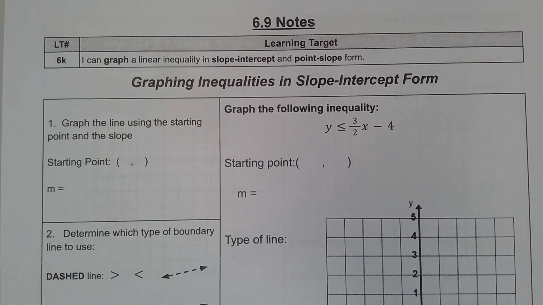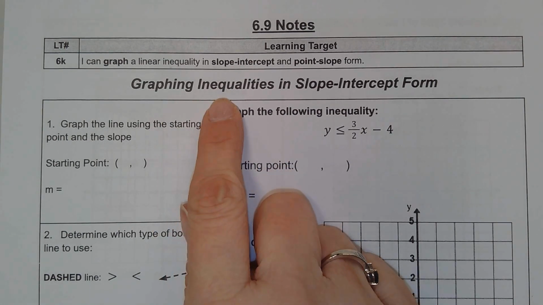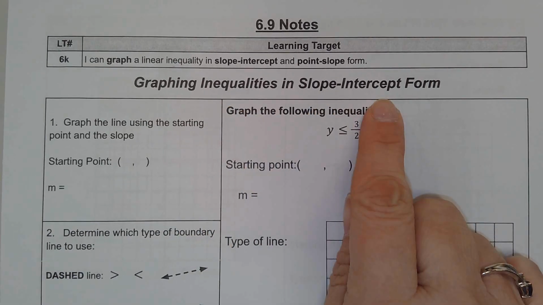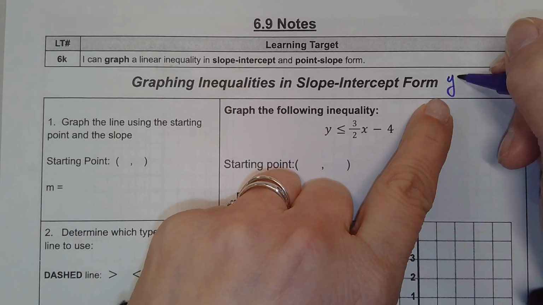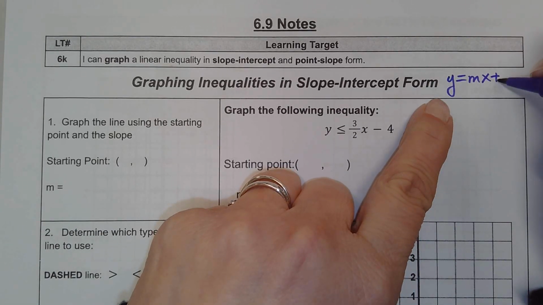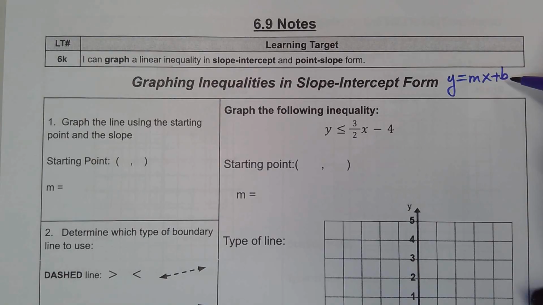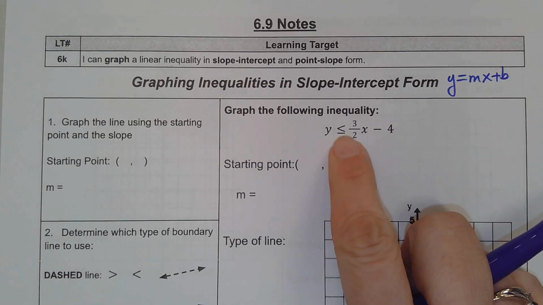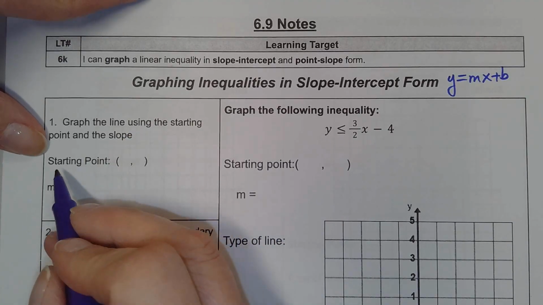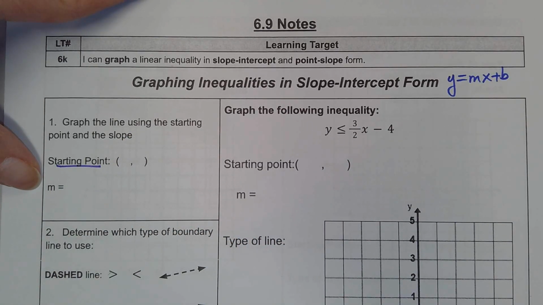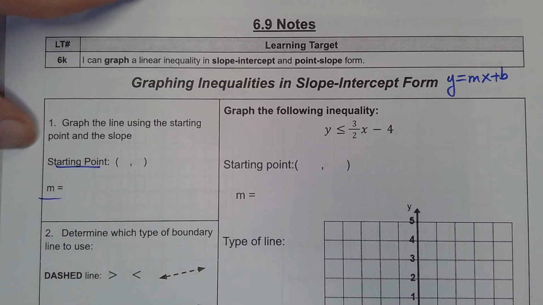Hi, Math 1. We are going to learn how to graph inequalities that are in slope-intercept form. That's a different form than standard. This is y equals mx plus b equations, but they're going to be inequalities this time. So to graph the line, we need to have a starting point and a slope. These are the key features.